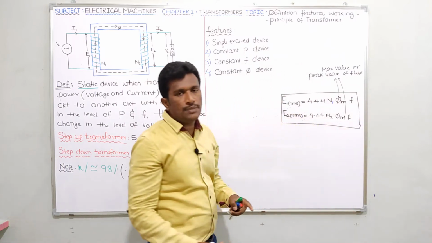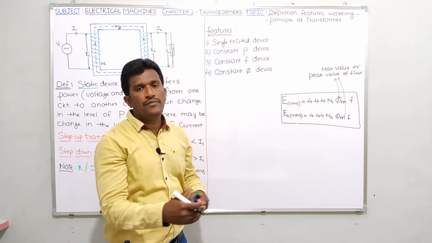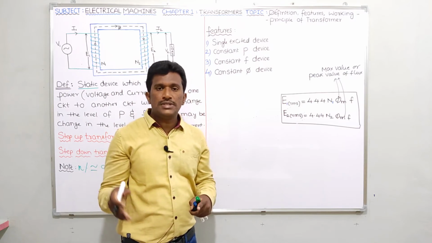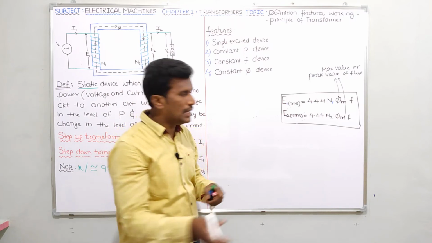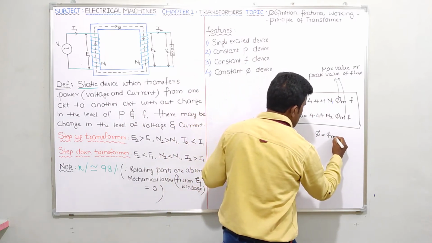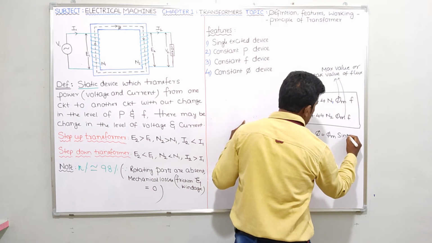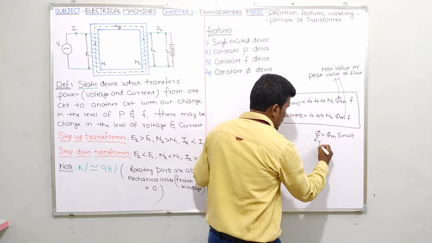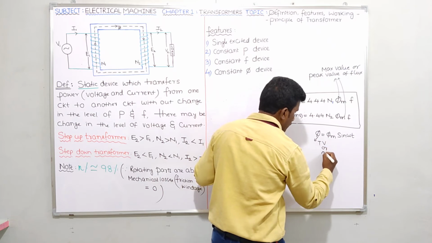Generally in transformer, which type of supply are we giving? AC, time varying. Current taking the transformer, AC, time varying. Flux produced in transformer, AC, time varying. Like this, phi equal to phi m sin omega t. This is what I can say about the flux produced in transformer core, time variant flux or AC flux.